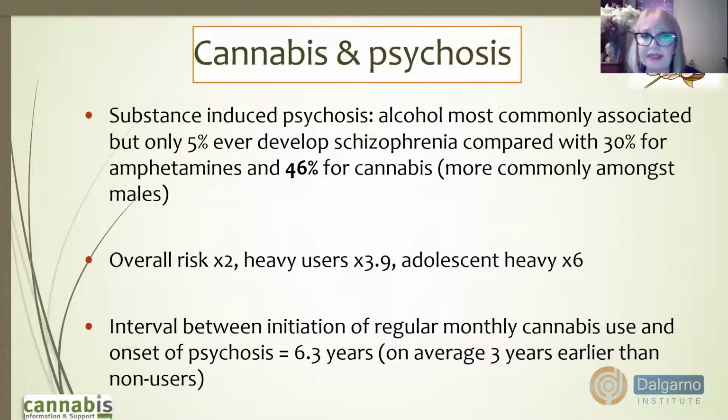Just to highlight why I say that, when we look at substance-induced psychosis, alcohol is most commonly associated with a drug-induced psychosis. People don't know that, but it's true because so many people use alcohol. And as more people use cannabis, that will drive that data as well. But only 5% of people with an alcohol-induced psychosis will go on to get a diagnosis of schizophrenia in their lifetime.